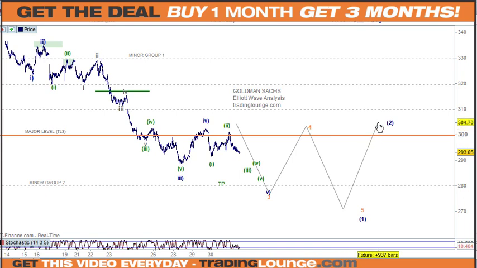And then wave 2 can come back to the wave 4s of one lesser degree in 3 waves. So we can look at it like that. It can come higher as well. We need to be mindful of that, but it'll be something like this. And then we go down again.